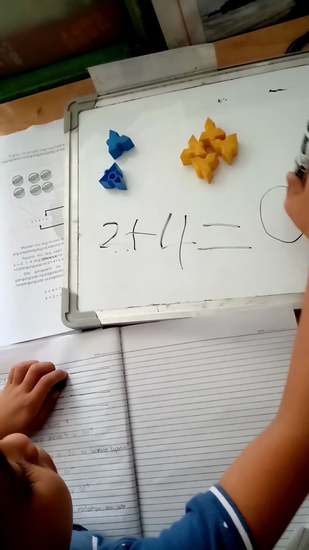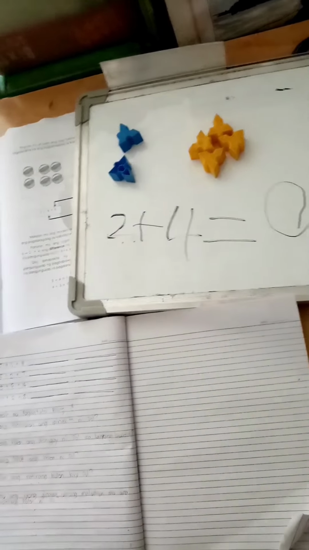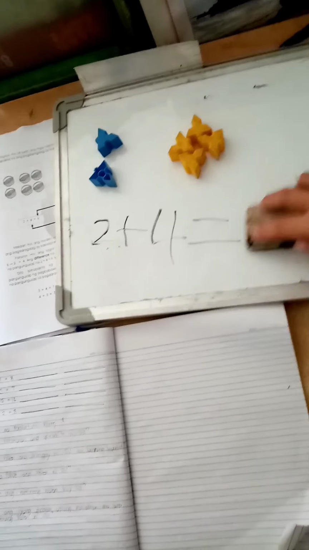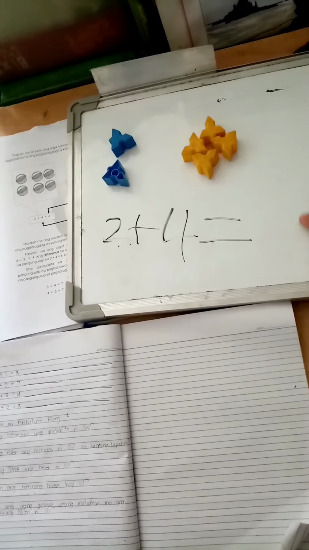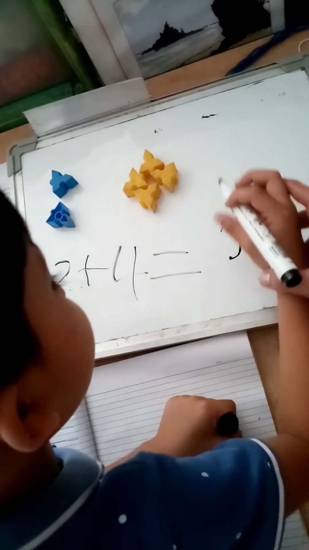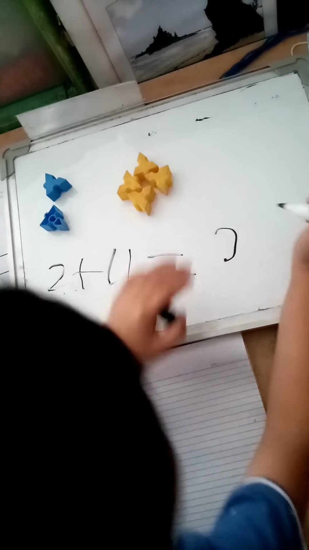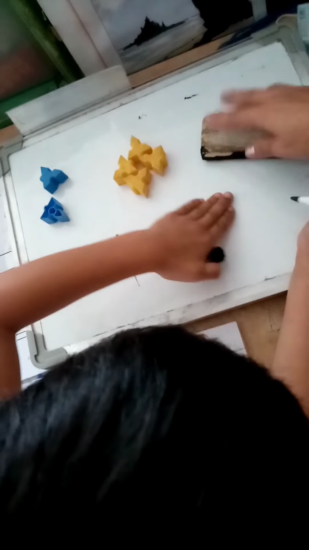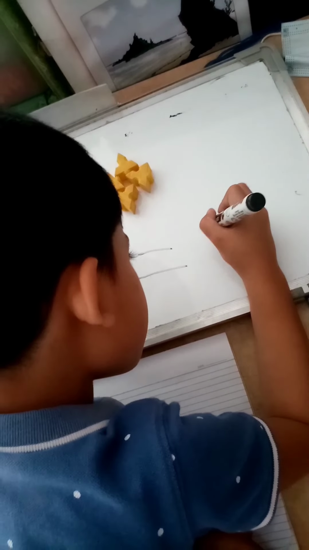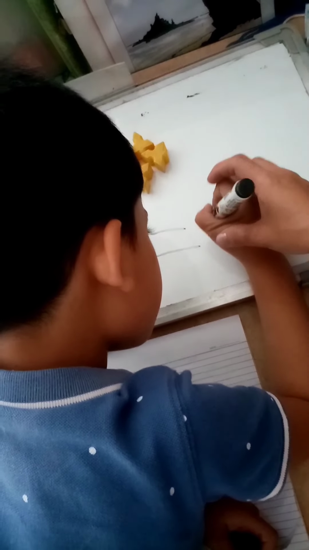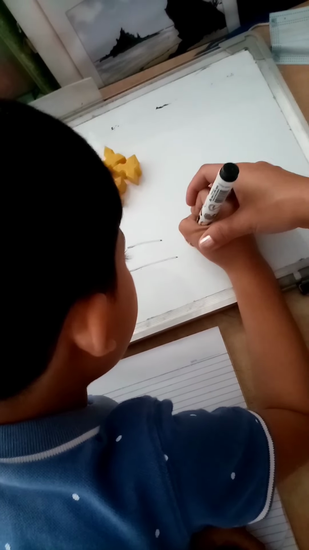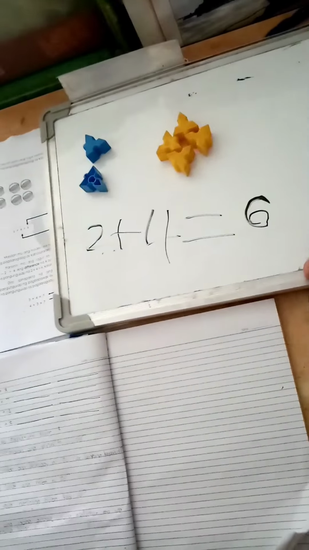Is this 6? Can you write 6 again? 6. So it will start from the letter C before you curve. Is this C? Is that the letter C? Okay. C is this way. C and then make a 6. 6. Right? That's how to write 6.